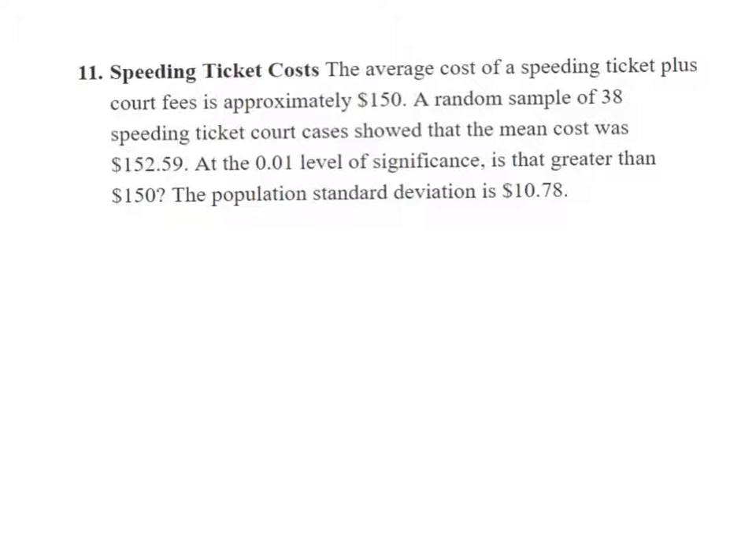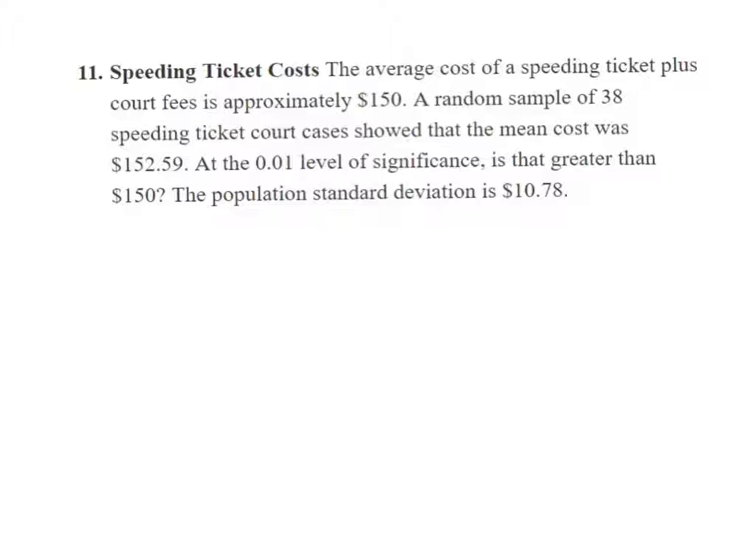So let's read this problem now. Speeding ticket costs. The average cost of speeding tickets plus court fees is approximately $150. A random sample of 38 speeding ticket court cases shows that the mean cost was $152.59. At a significance level of 0.01, is that greater than $150? The population standard deviation is $10.78.